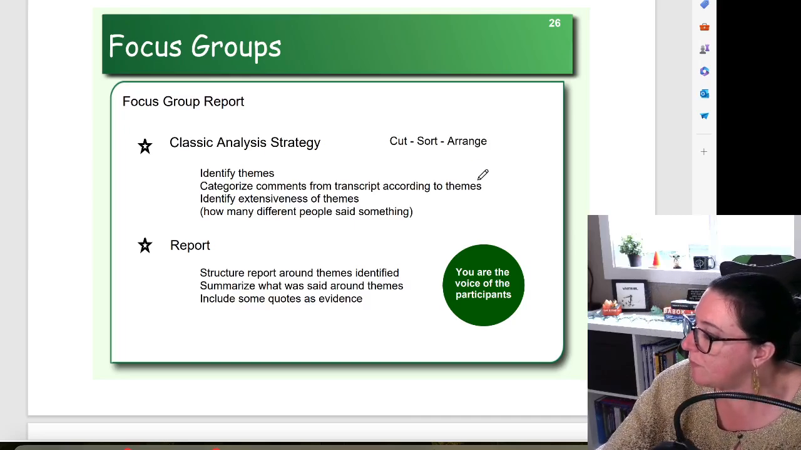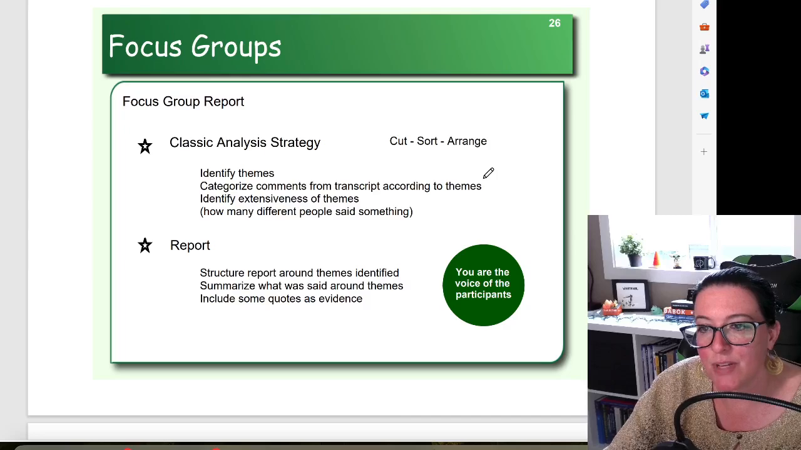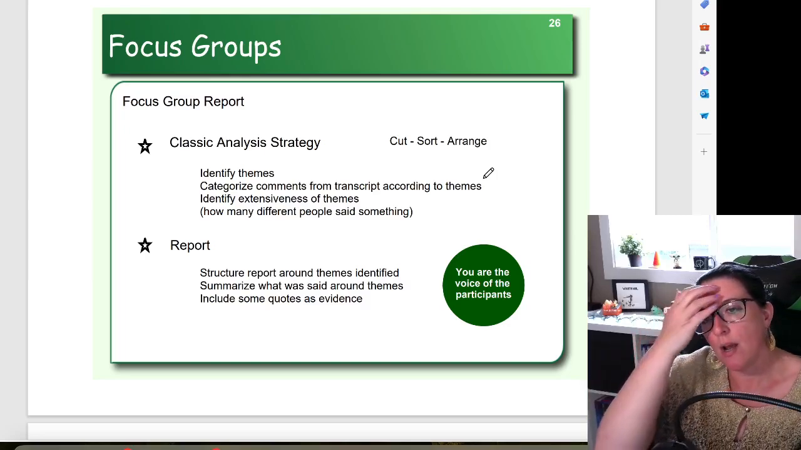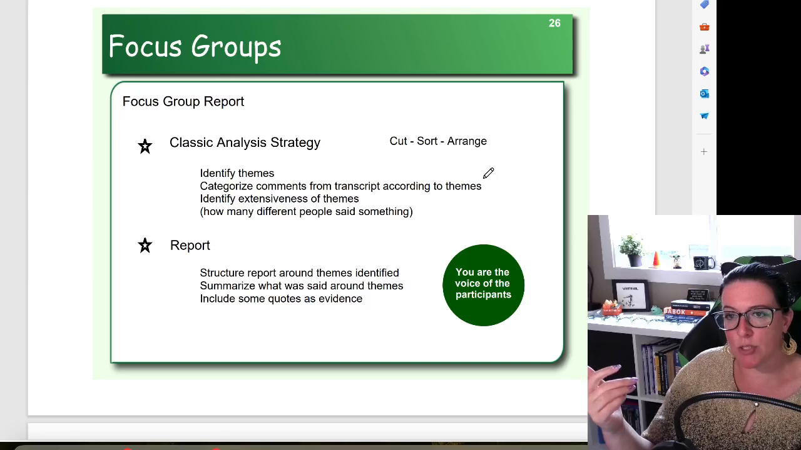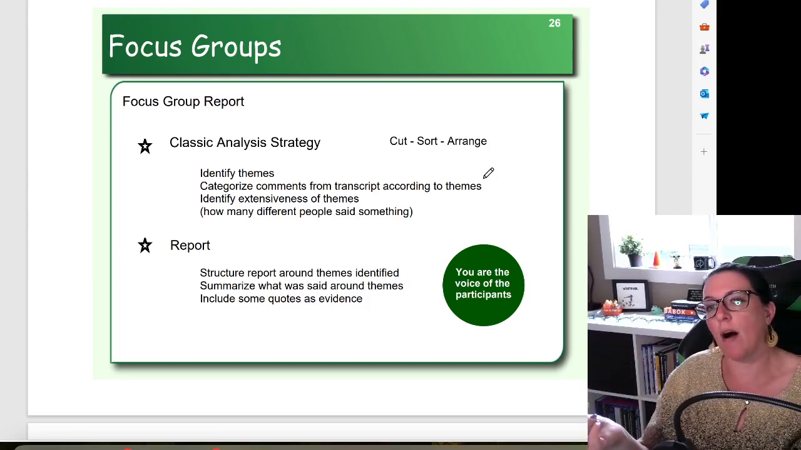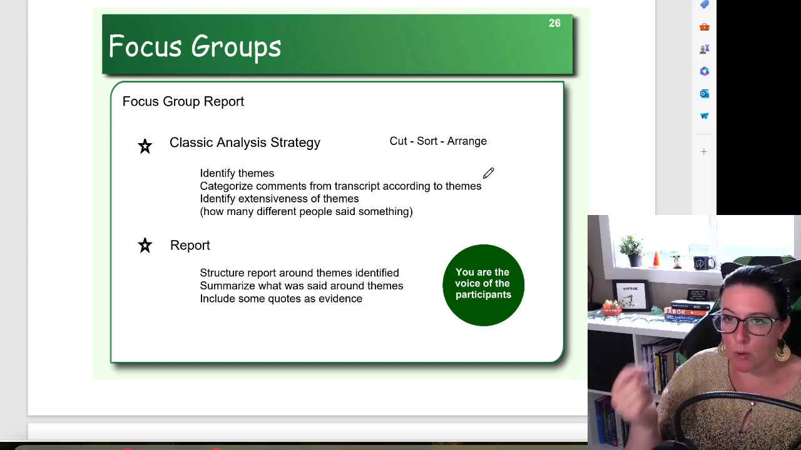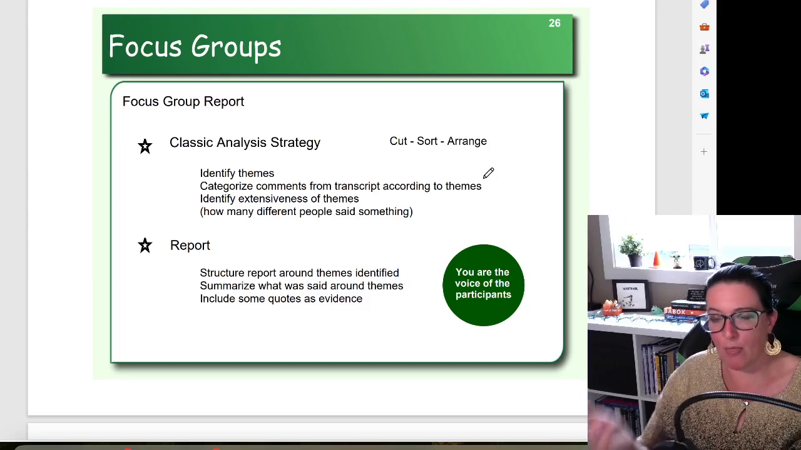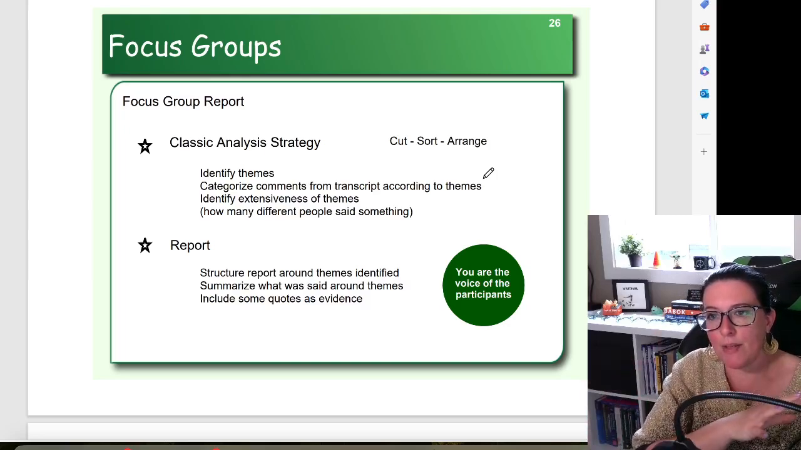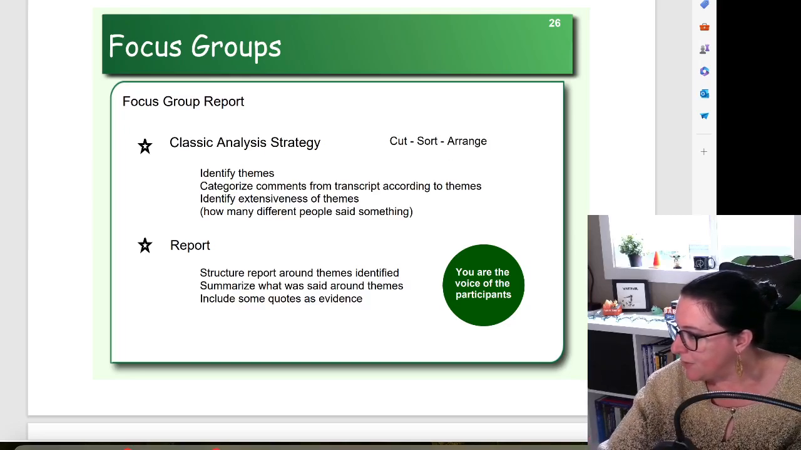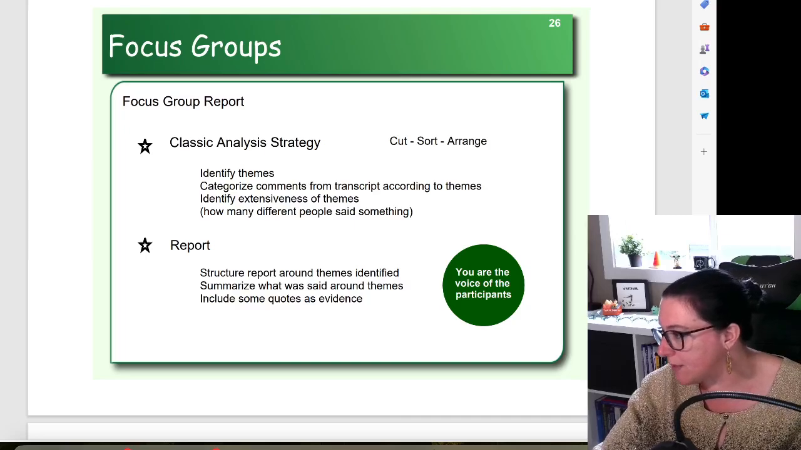So we want to identify the extensiveness of themes, but we need to be careful again about saying what percentage feel one way or another, because you might have in your transcript that the same person gave 20 comments on a topic. It doesn't necessarily mean that that topic is the most important from the greater group. Again, that's why qualitative methods often inform quantitative methods. So how would we go about doing this?